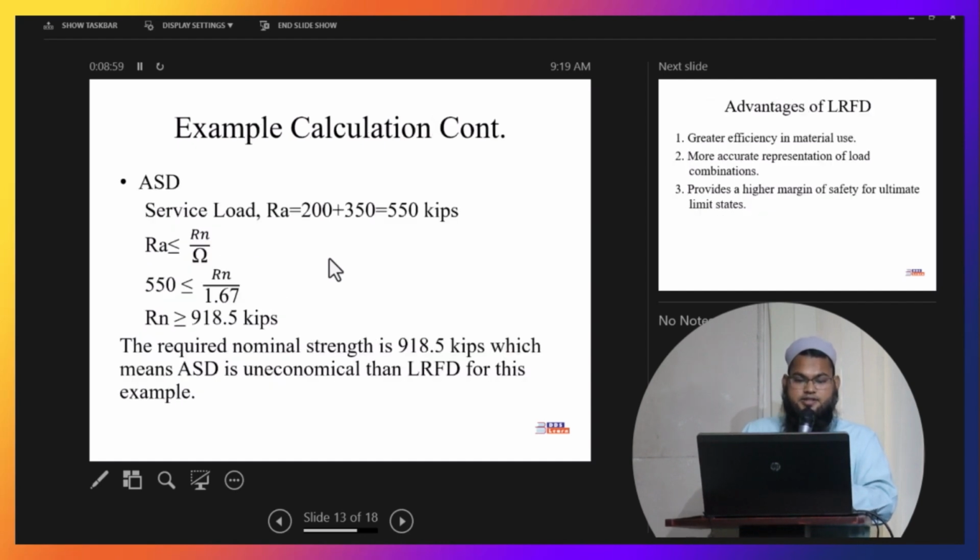For the ASD condition, the service load is equal to 550 kips, where the allowable load must be less than the nominal load divided by the safety factor. So from here we get the nominal load is 918.5 kips. The required nominal strength is 918.5 kips, which means ASD is more uneconomical than LRFD for this example.